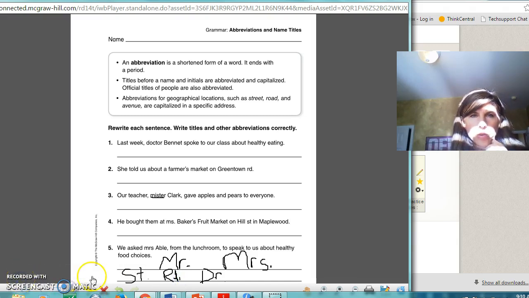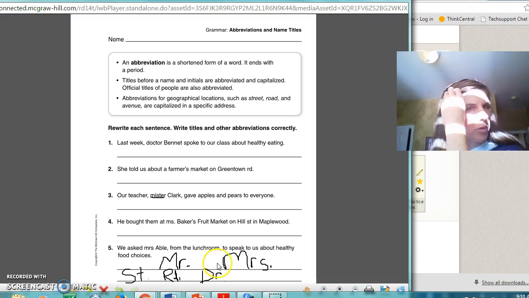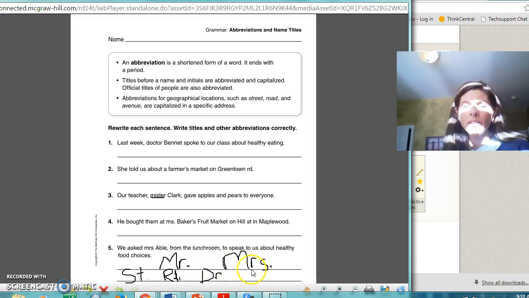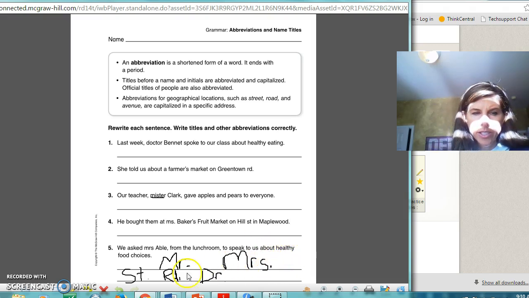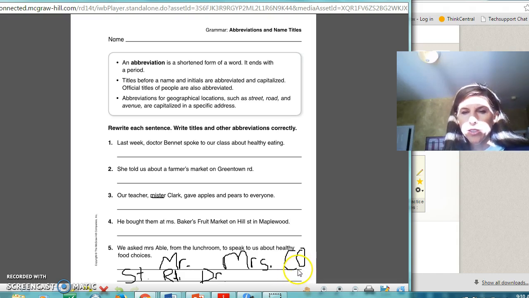And another really important one is that you can abbreviate the names of states. So I'll go ahead and teach you the capital C-O for Colorado. So that's an important one. They do capitalize, usually there are about 2 letters for states, and then you put a period. Actually, you don't put a period, sorry. So Colorado is capital C-O.